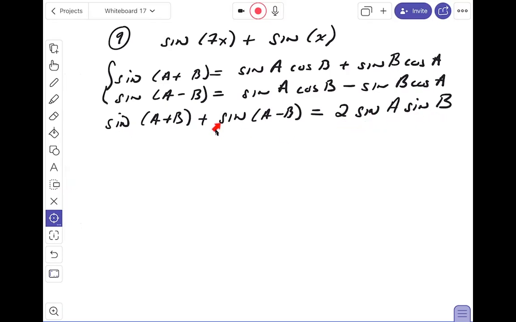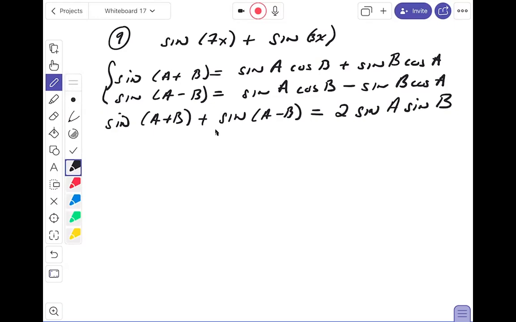One was product to sum. The other one was sum to product. Well, I got a sum. They want the product. So what do I now know? Looking at it, I want to point out what I got over here. A plus B must be 7x, and A minus B must be 3x. Let's put this down. I'm sorry, I copied wrong. That's a 3x. I'll write this down for you.